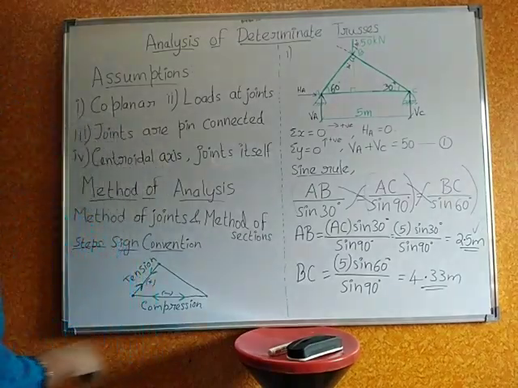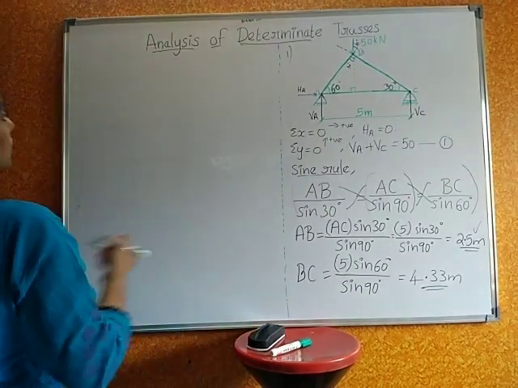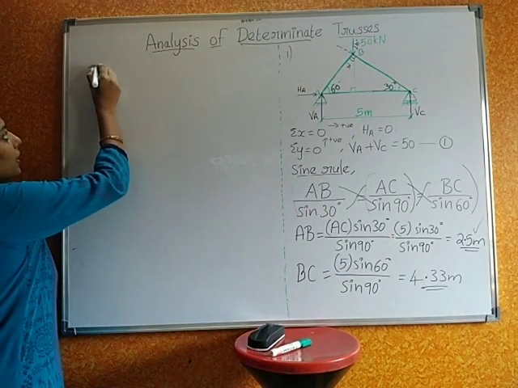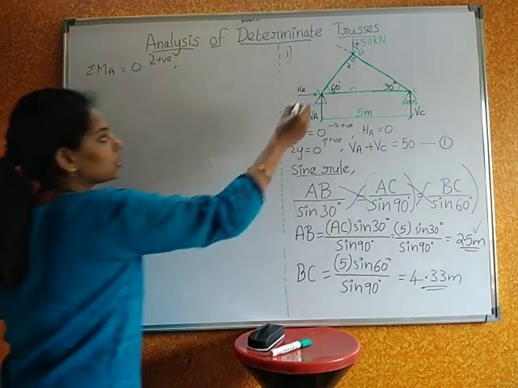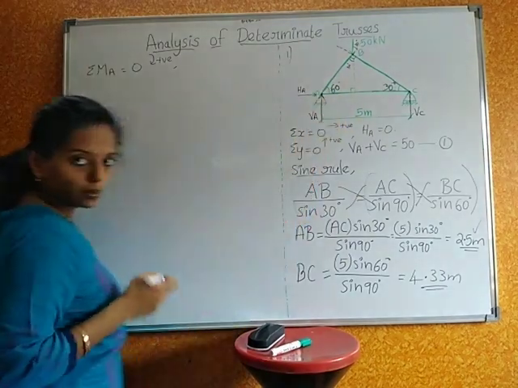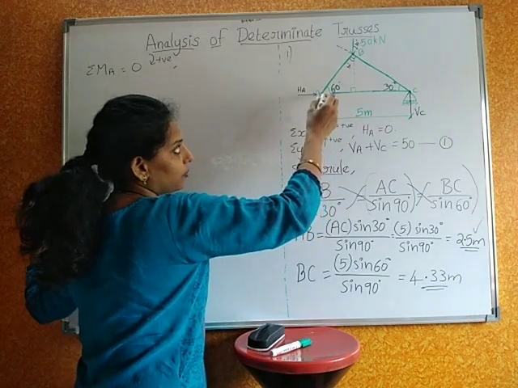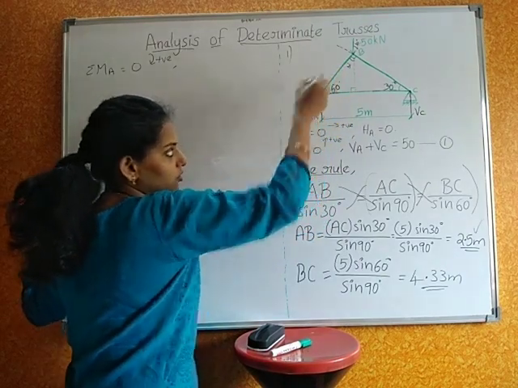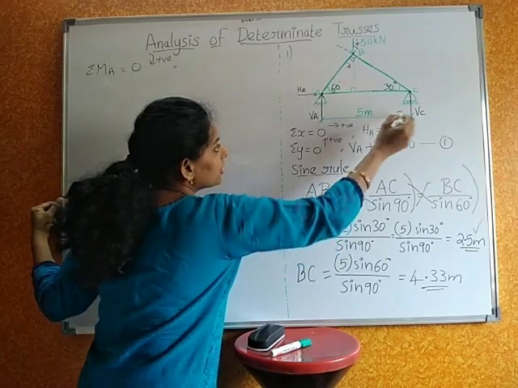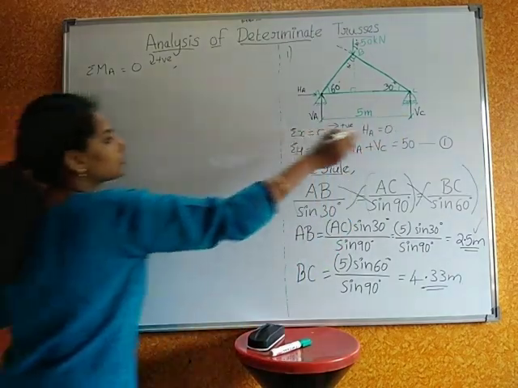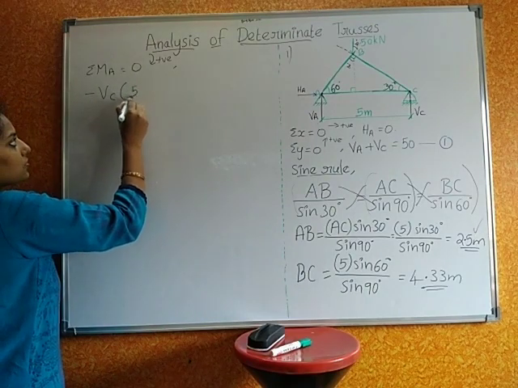Next, we will find the reaction at B by taking moment at one point. So taking moment at A equal to 0, considering clockwise as positive. Moment is nothing but force into perpendicular distance. For BC at joint A where we are taking moment, any member or force passing through that joint will be 0. So first this BC into distance 5, acting anti-clockwise, so minus BC into 5.